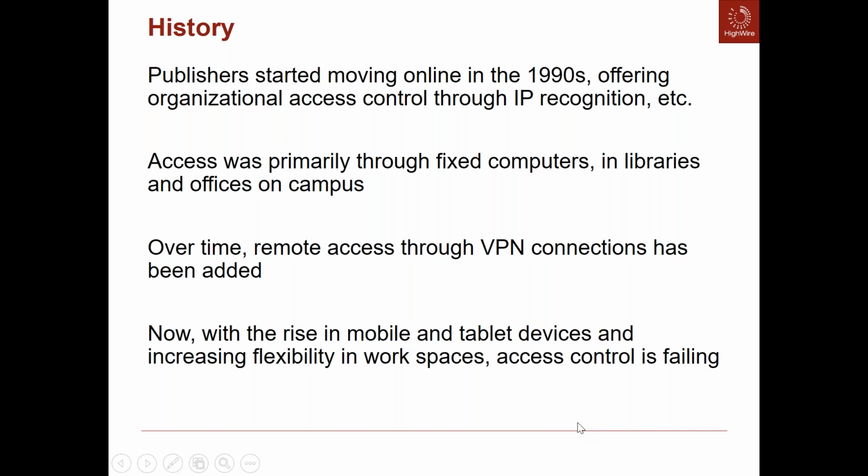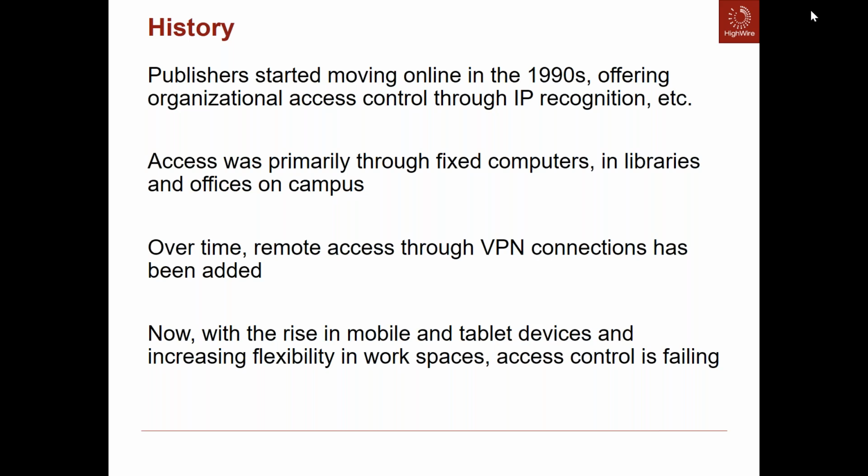So let's start with a little bit of history. As I'm sure many of you know, the publishing industry started moving online in the early 1990s, taking advantage of the introduction of web technology to go digital, specifically with journals to begin with. And we offered, as an industry, organization access control through IP recognition. So we were very much limiting our online readers to on-campus access. And this was fine in the 90s and even well into this millennium, because our readers were accessing content through fixed computers, primarily in libraries or in their campus offices.